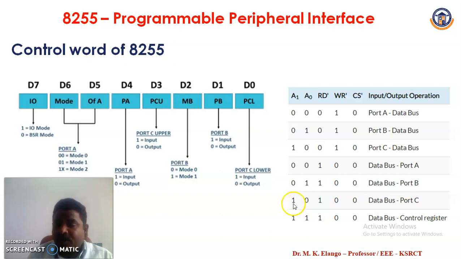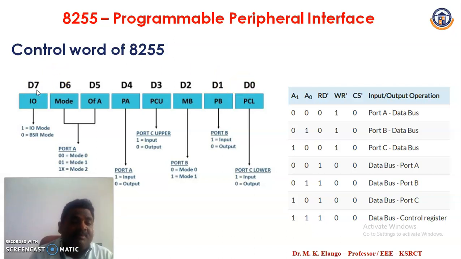So before doing these operations, first we have to set the control word, and it must be given to the control word register. For the control word register, A0 and A1 must both be 1, and the read bar signal must be 1. So this is how the control word is written to the control register. So what is the control word format? The control word format of 8255 is an 8-bit word, ranging from D0 to D7.